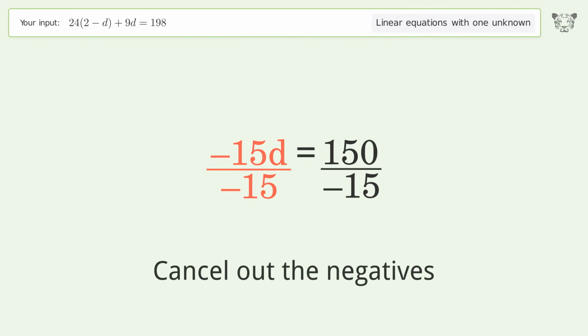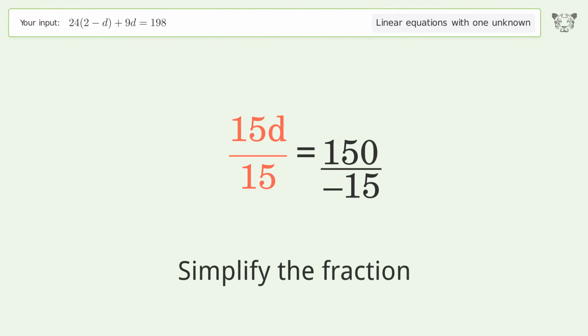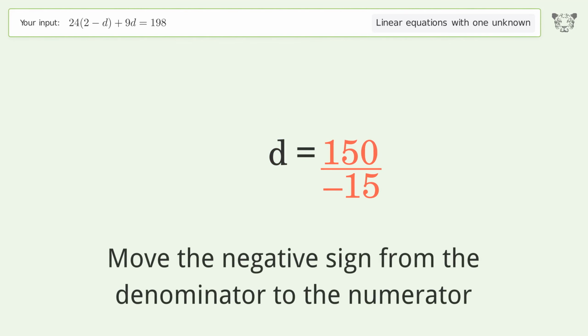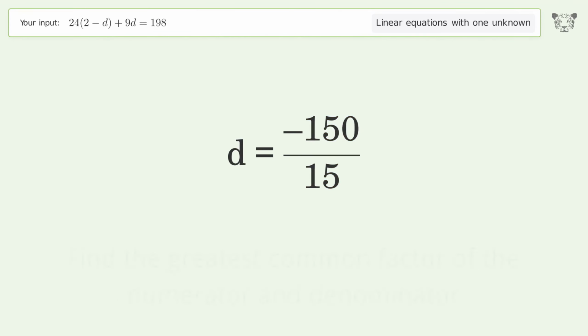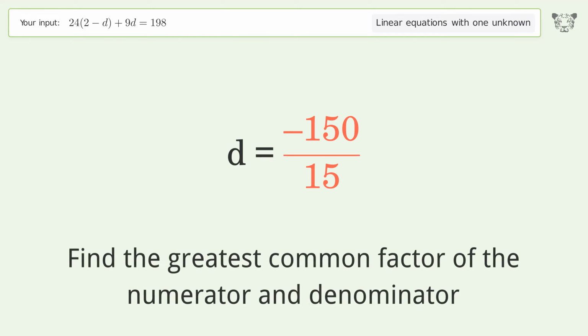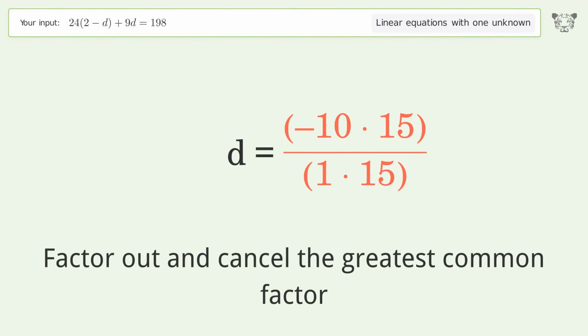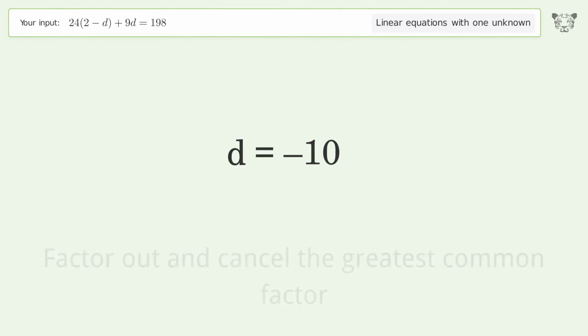Cancel out the negatives. Simplify the fraction. Move the negative sign from the denominator to the numerator. Find the greatest common factor of the numerator and denominator. Factor out and cancel the greatest common factor. And so the final result is d equals -10.